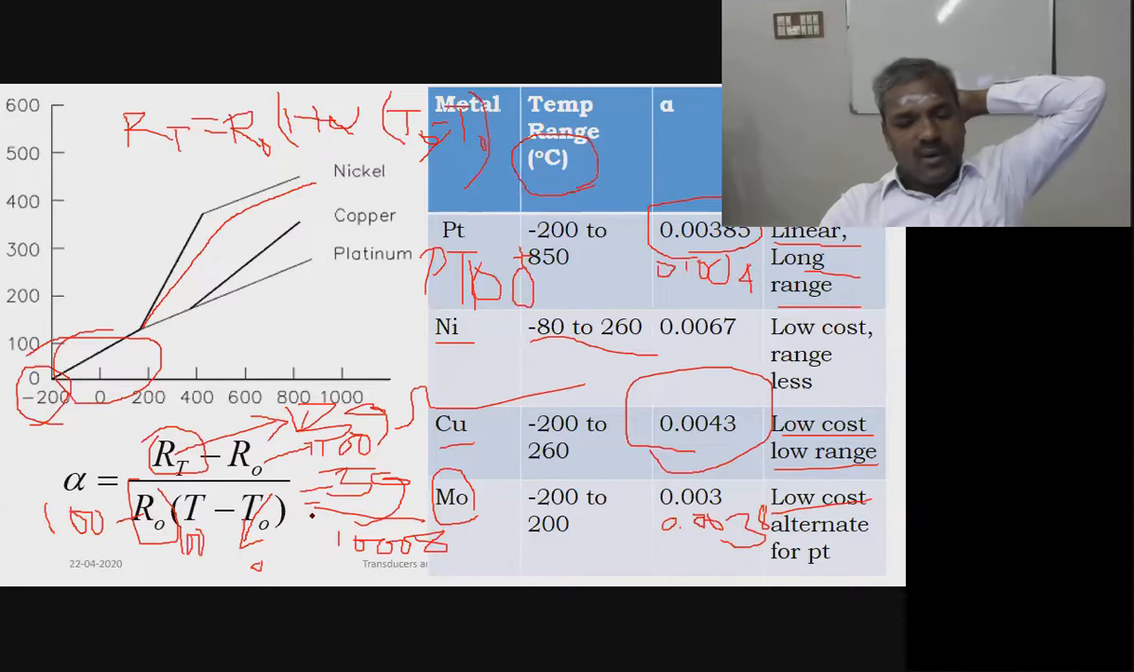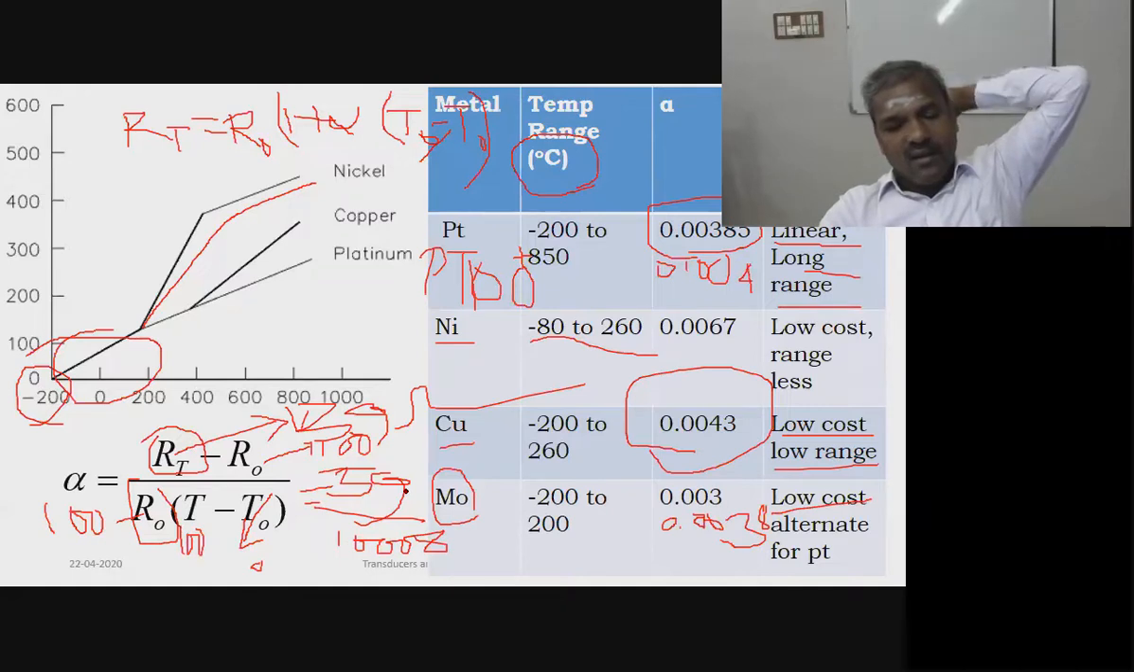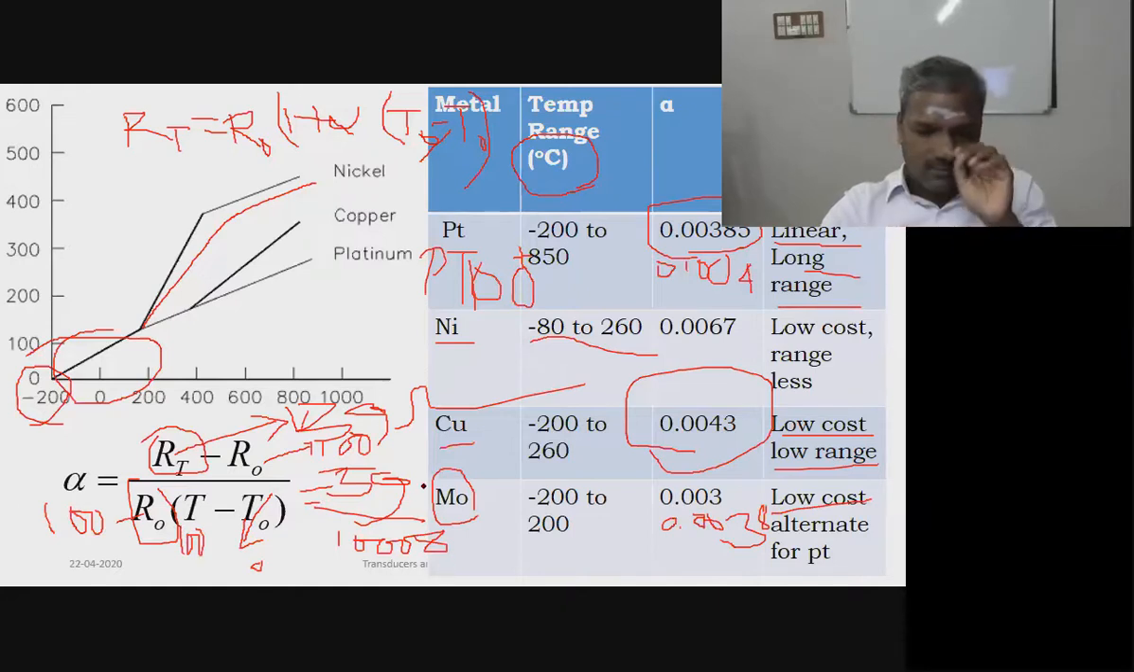So what do you get? 0.0039, or 3.9 into 10 power minus 3. Here the numerator unit is ohm, the denominator is 100 ohm into degree Celsius, that's why the unit is ohms per ohm degree Celsius. This is the temperature coefficient of platinum 100. The value is 0.0039 per degree Celsius.